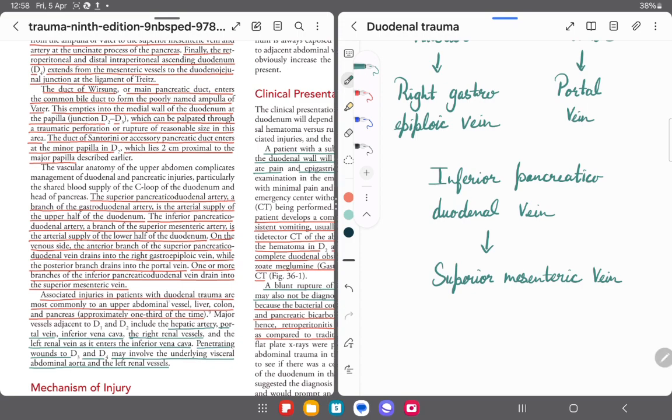So associated injuries in patients with duodenal trauma are most commonly to an upper abdominal vessel, liver, colon and pancreas, approximately 1/3 of the time. So pancreas will be injured approximately 1/3 of the time in duodenal trauma.